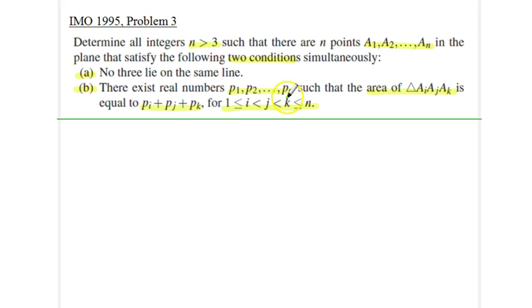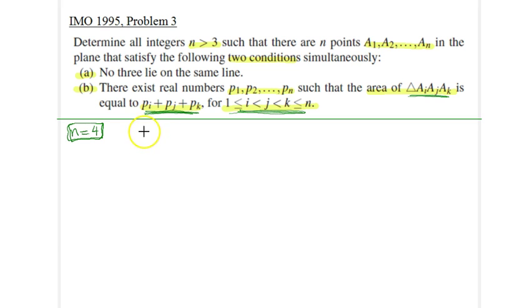Obviously we need to show that this formula works for all such i, j, k's in this range. Okay, so I would like to start with the case n is equal to 4, and so we need to construct a shape such that these sums exist and they would be equal to the area of the respective triangles.